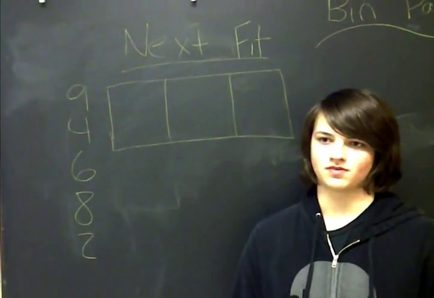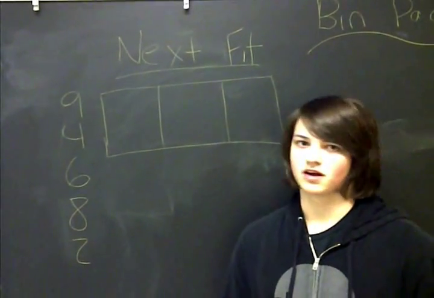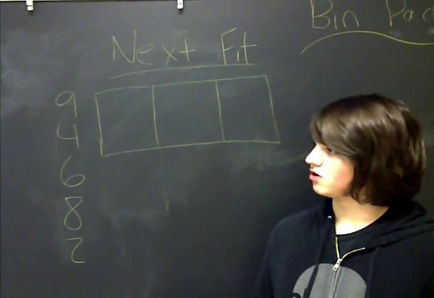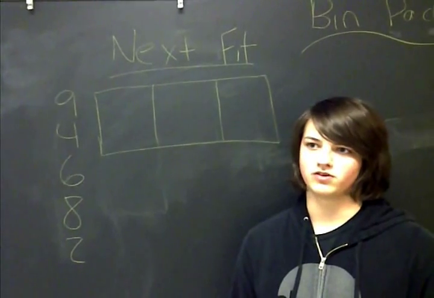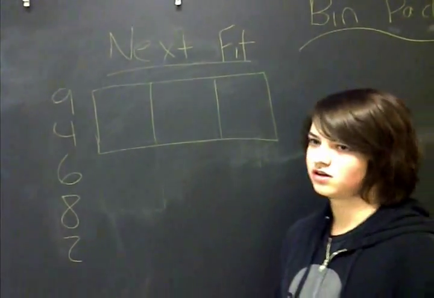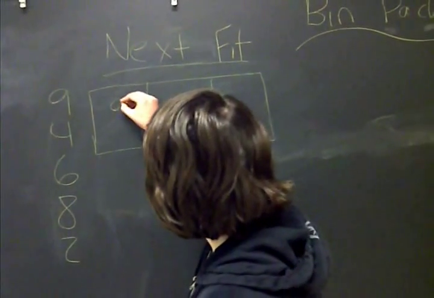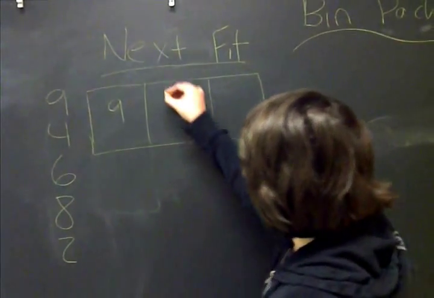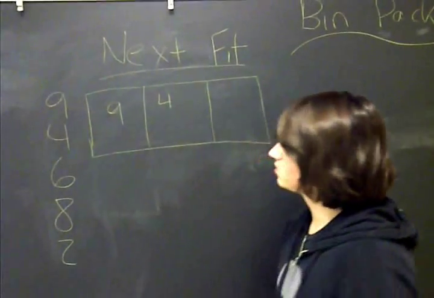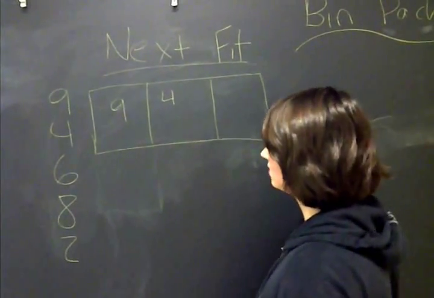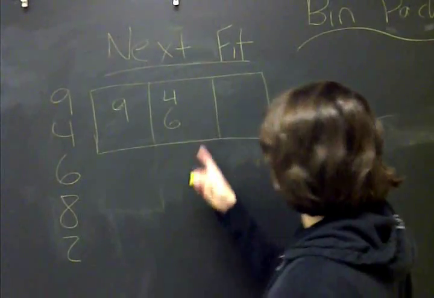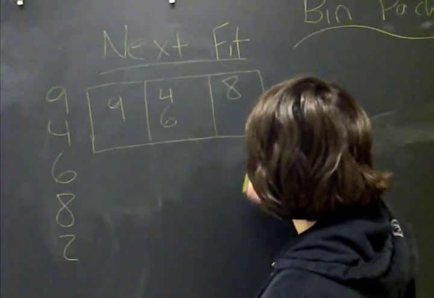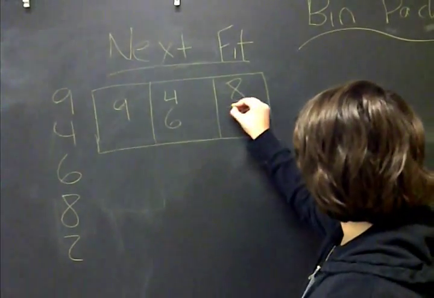Alright, the next one is next fit, and in ours we're going to have 10 per bin, and there's no looking back in this one. Once your item doesn't fit in the bin you're currently on, you got to go forward. You don't go back. So in this example, 9 would go in the first bin, and since 4 doesn't fit, because it'd be over 10, you put 4 in the next bin, and 6 would fit in this bin since it adds up to 10. That bin's closed. 8 would go in this bin, and 2 would also fit in this bin.